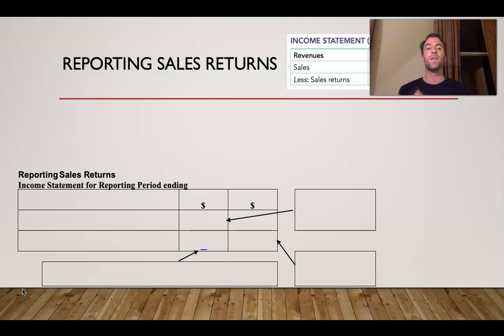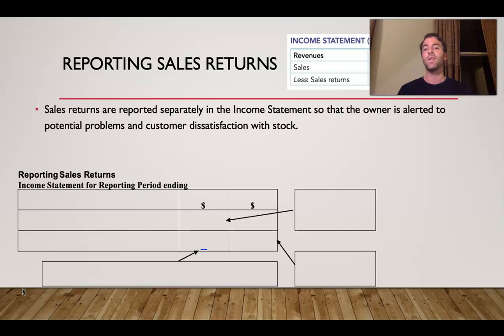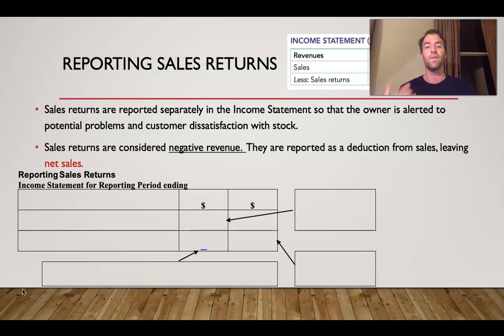How do we report these sales returns in our income statement? We haven't done income statements yet. Sales returns are reported separately in the income statement so the owner is alerted to potential problems and customer dissatisfaction with stock. This comes back to that question that I asked you, why do we have a sales return account? It's because the business should know if there are lots of returns. That suggests there is an issue with the business. So we report it as negative revenue. We deduct it from sales and it looks something like this.